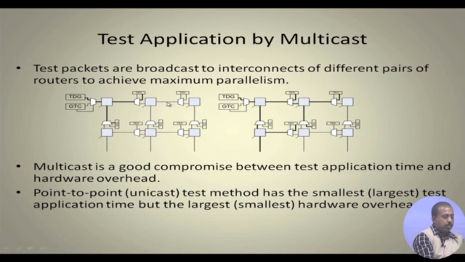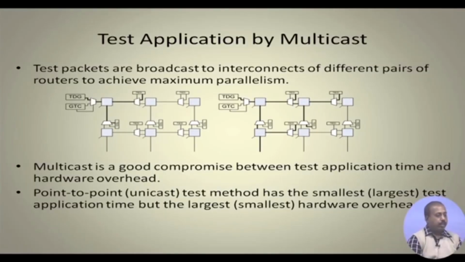So that part will be tested, and similarly these links will also be tested. This link will be tested in a broadcast fashion, and this link will be tested. This way, very fast, all the links get the test patterns and get tested. The TEDs store the status about their correctness and transport that information back to the global test controller. So test packets are broadcast to interconnects of different pairs of routers to achieve maximum parallelism.